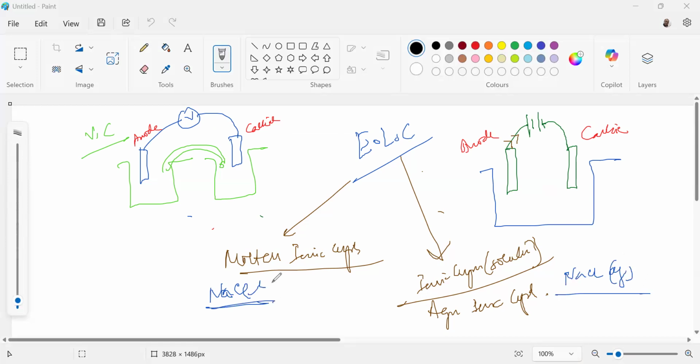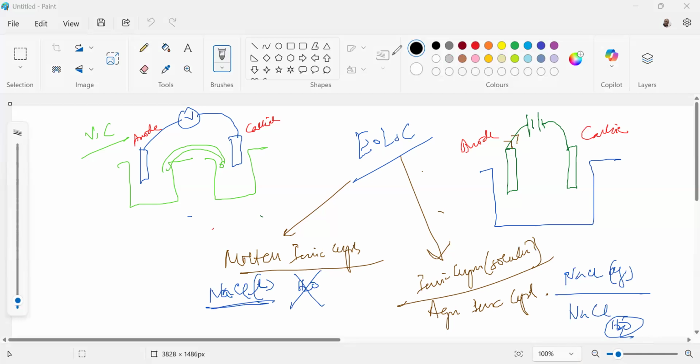This is molten, liquid. Does this molten ionic compound have water in it? No, it does not have water. This is the difference. And in aqueous ionic compound, water is there. Understood this part? Water will be there. It's a very important portion we have to master. Any questions, please tell me. Fine, lovely.